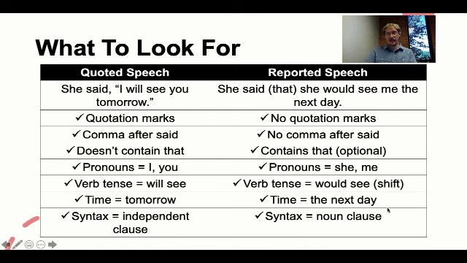Because again, reported is one step back. Syntax, you have a noun clause there. And that's why I like to have that there. It helps me remember that that's a noun clause.